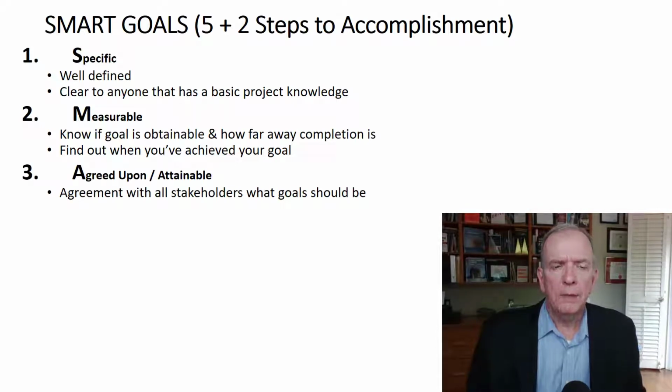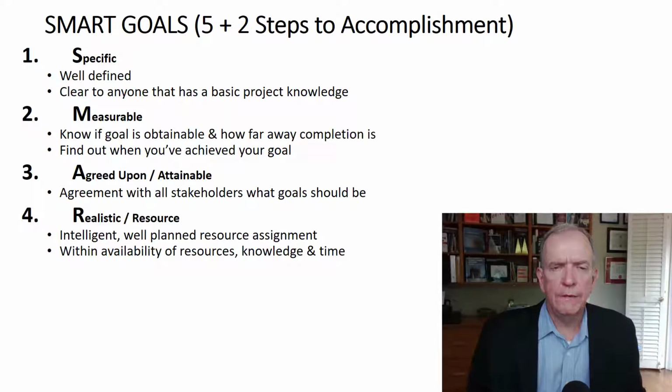And then there's agreed upon and realistic. These two, I find that people get mixed up. When you read about SMART goals, and you can look them up, there's a lot of theory out there on the web, and there'll be different terms that people will use for the A and the R. Agreed upon, attainable, realistic, resource-based. There's other ones.